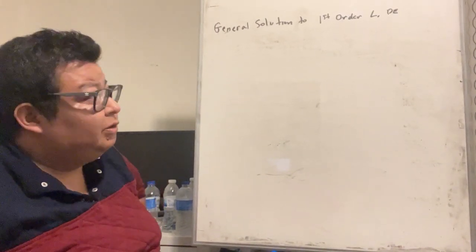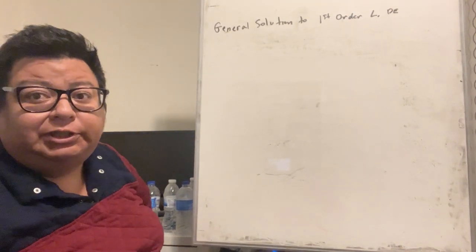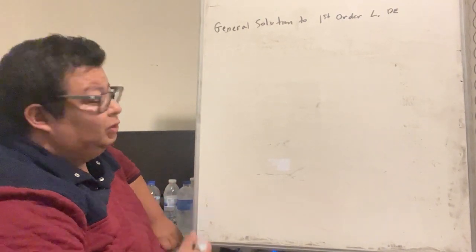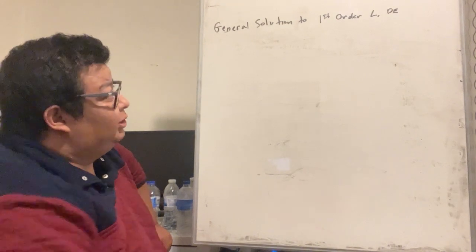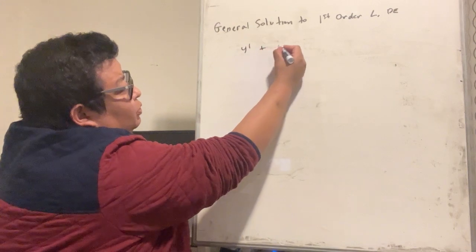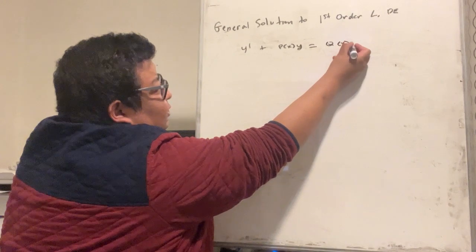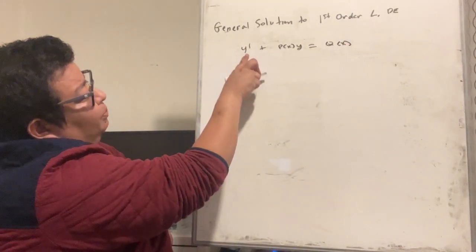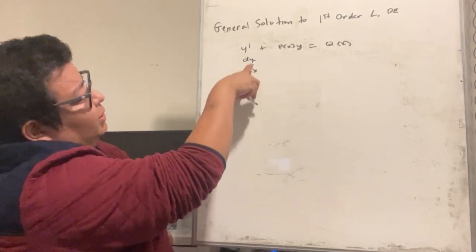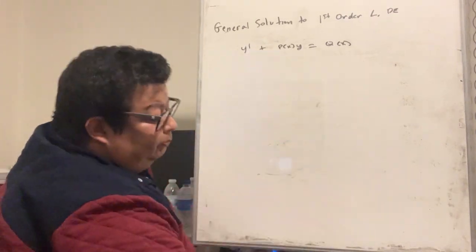Welcome. In this video, I'm going to teach you how to solve a general solution of a first-order linear differential equation. So let me put what a linear differential equation looks like. A linear differential equation looks like something like this: y prime plus p of x y equals q of x. Notice y prime can be thought of as dy/dx, so you can replace that with that. But I'm going to leave it as y prime.